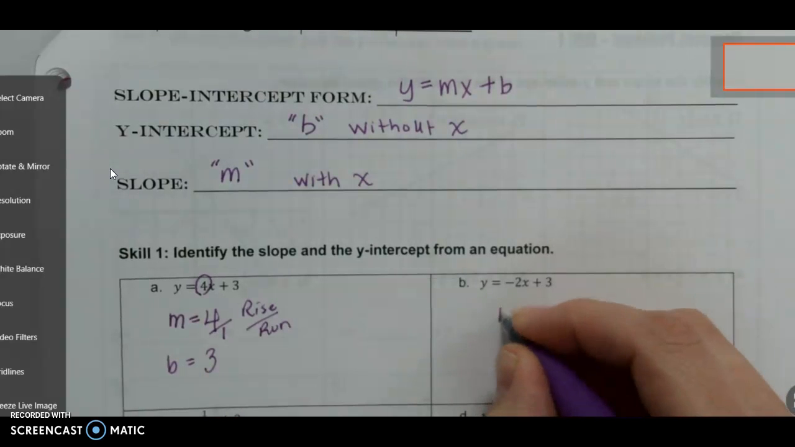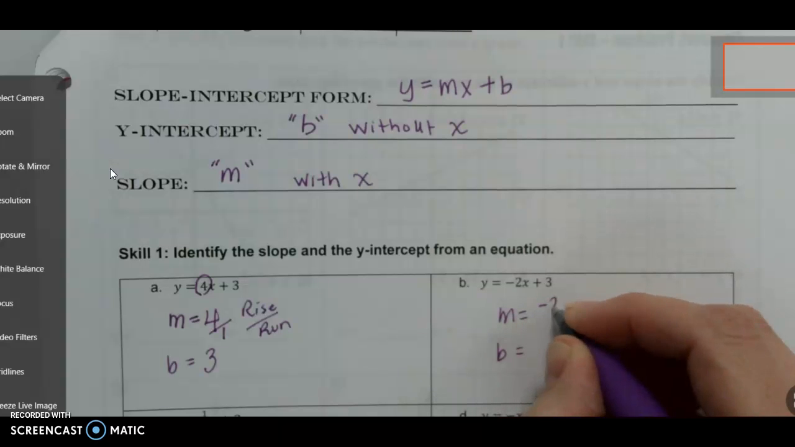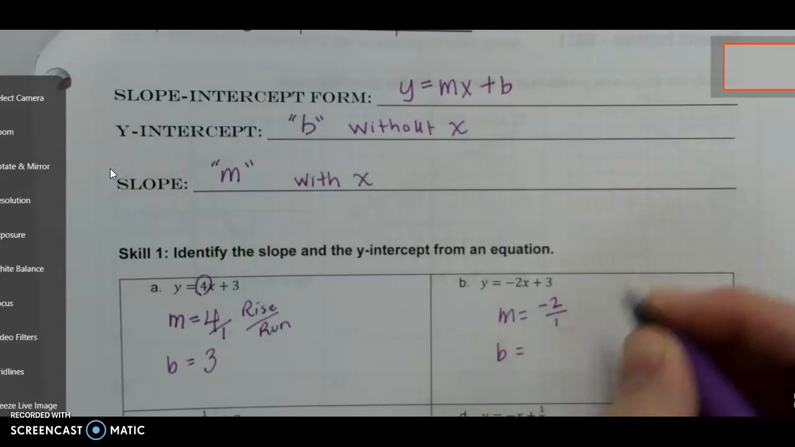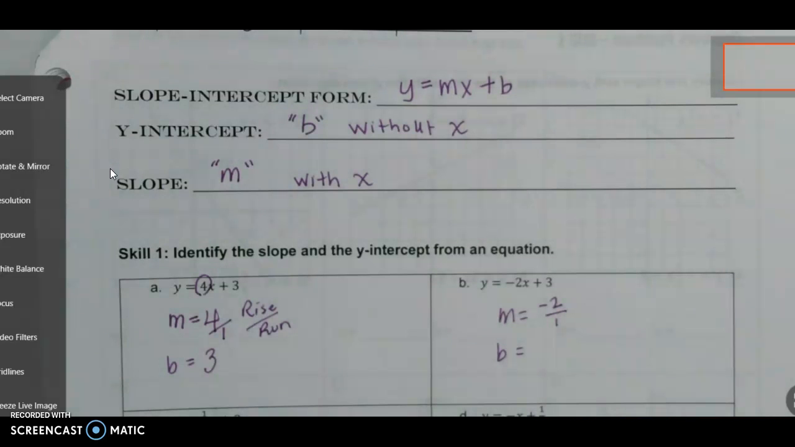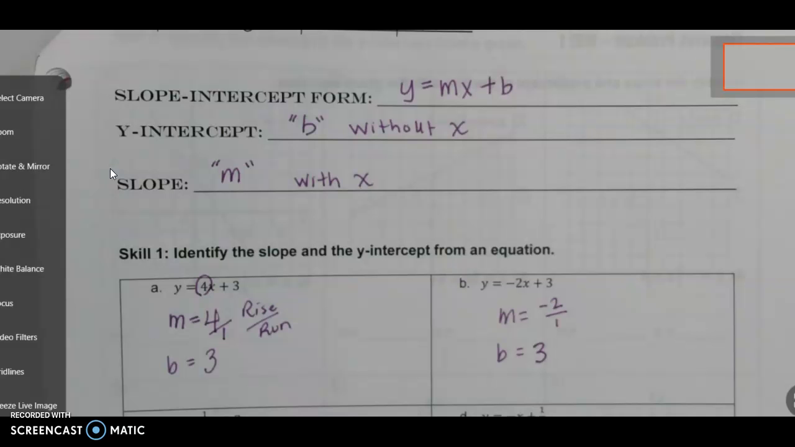Let's slide over here. Our slope is -2 over 1. It doesn't have the over 1, but if it's ever a whole number, I can write over 1. And my b is that number on the backside without the x on it, just the number 3.